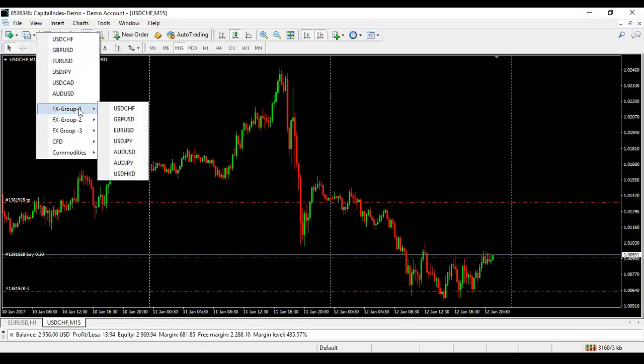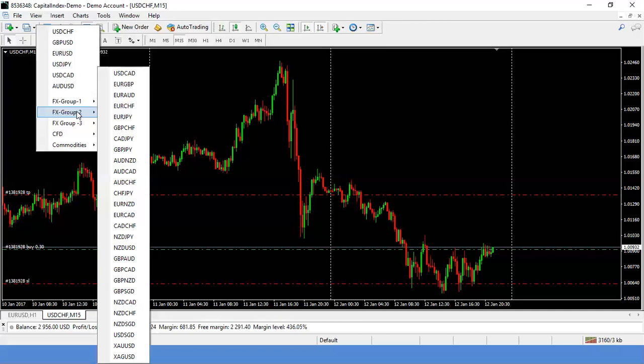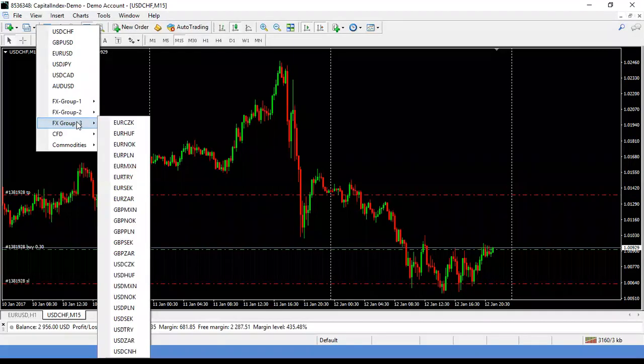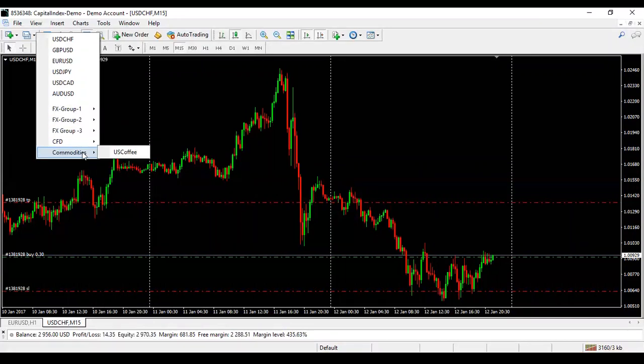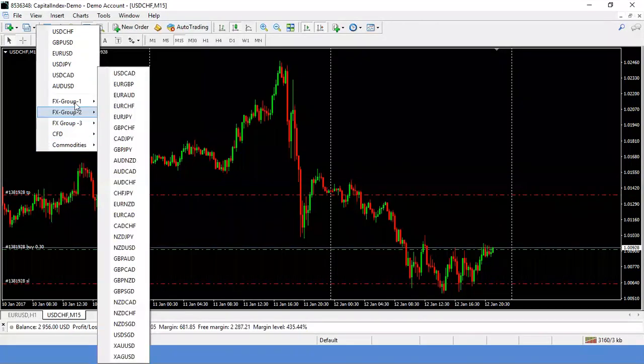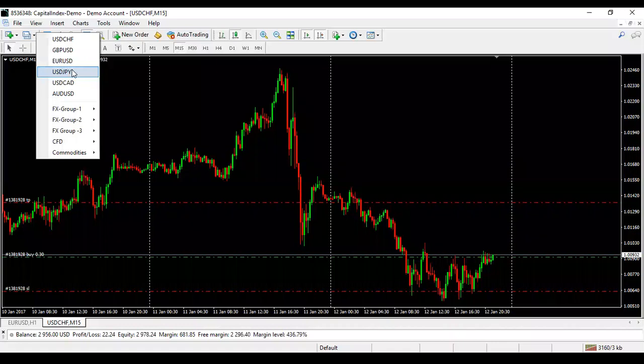And then under FX Group 1, there are some more currency pairs there. Under FX Group 2, there are some more currency pairs there, including gold all the way down at the bottom. FX Group 3, more currency pairs here. There's the USD ZAR, right? Which I never trade. And then there are also commodities here, which is coffee. All right. So let us go ahead and choose USD JPY.